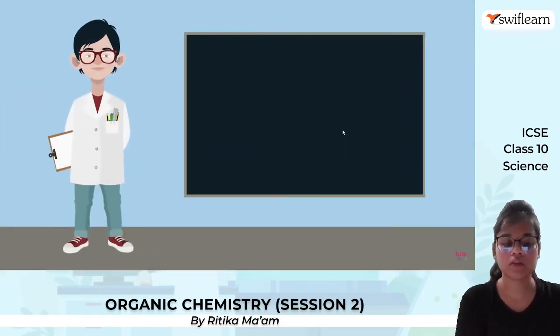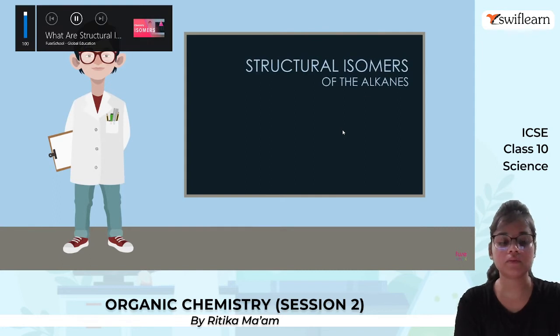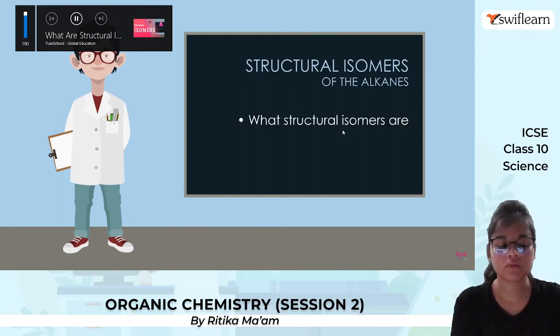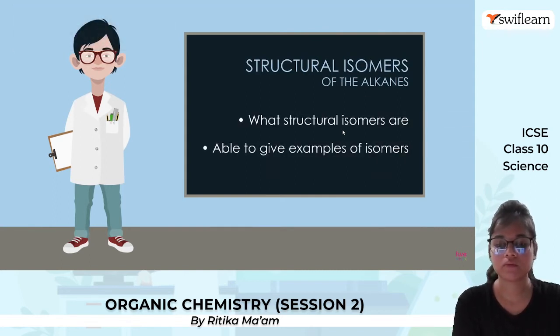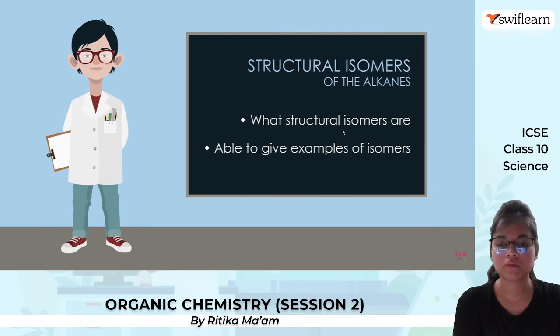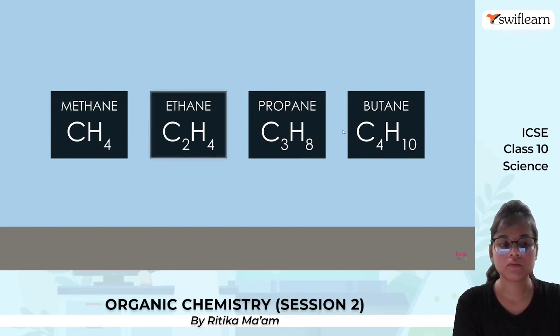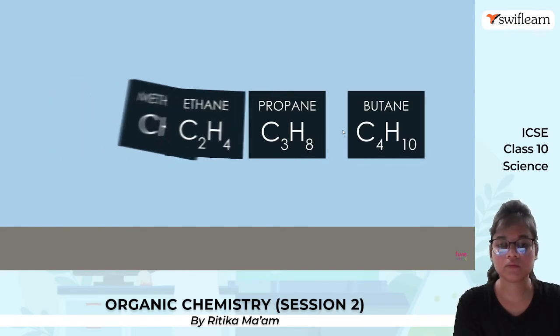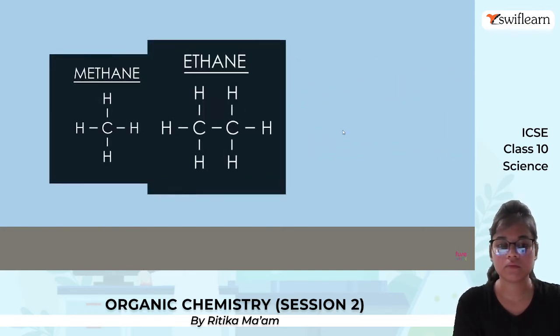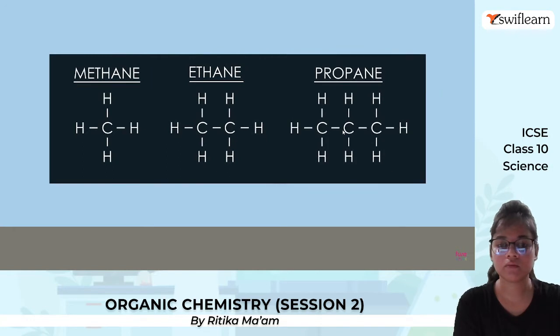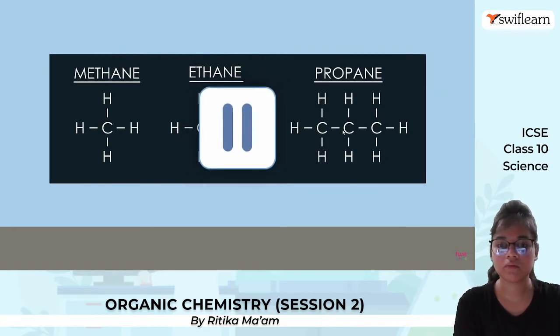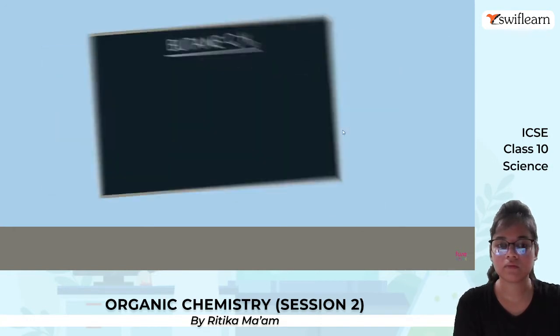In this video, you will learn about structural isomers of the alkanes, what structural isomers are, and be able to give examples of isomers. Here are the formulae of the first 4 alkanes: methane, ethane, propane and butane. And here are the structural formulae of the first 3. Pause the video and draw out the structural formula for butane.